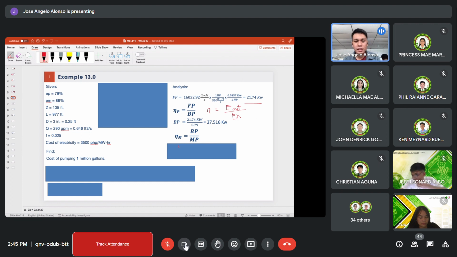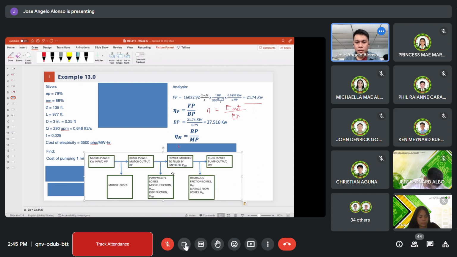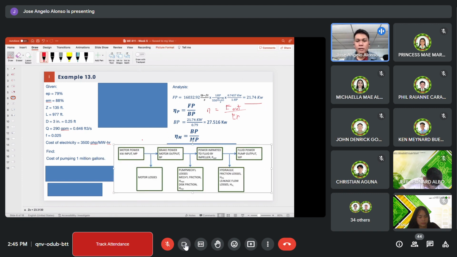So based on our analysis, pump analysis. Everything on the left side, for example, what we get is fluid power; the brake power is the energy in, while the fluid power is the energy out. When it comes to the motor side, the left side is motor power, and that is the energy in, while the right side is the energy out, which is the brake power.